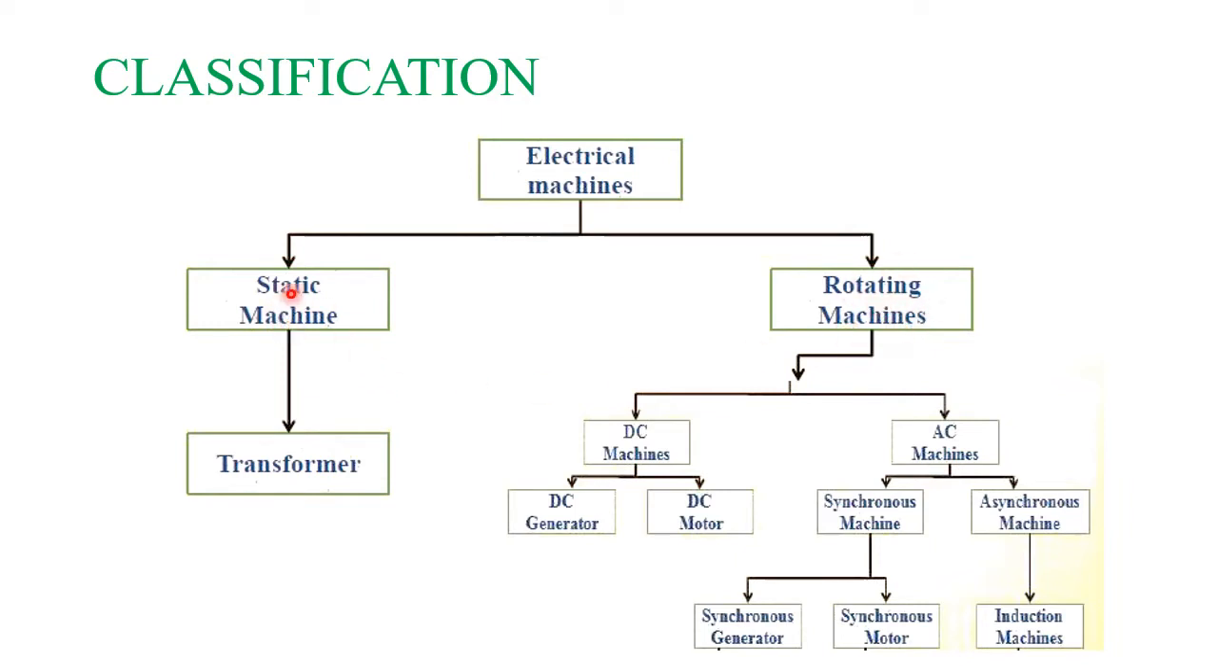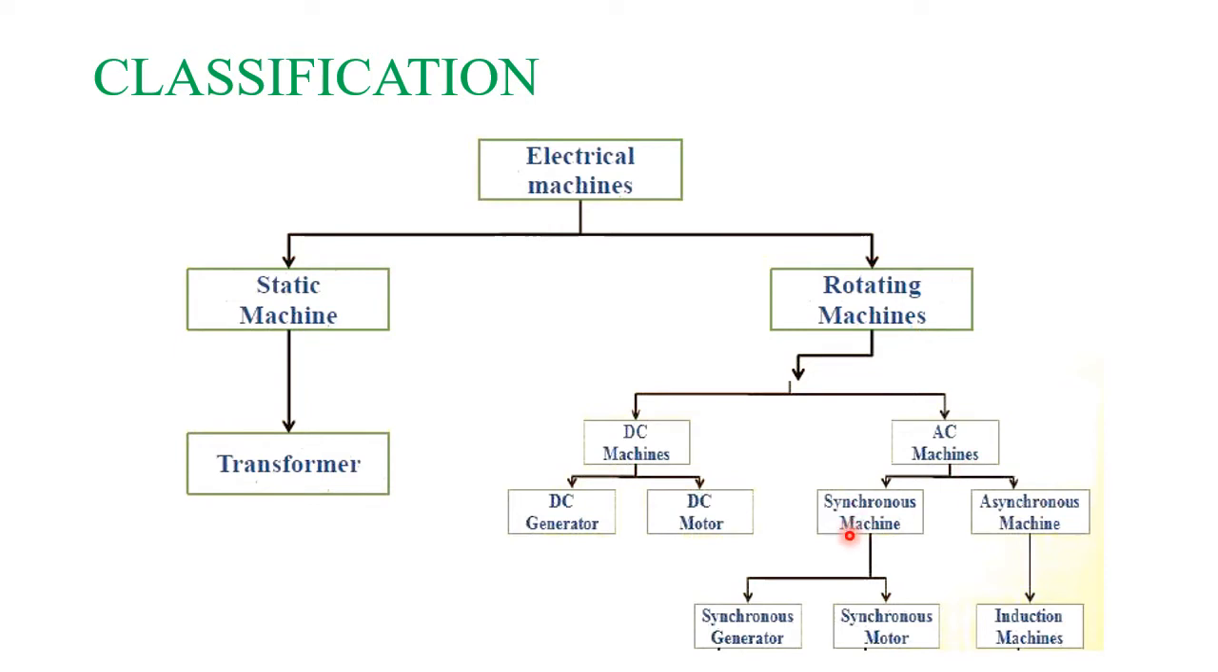The static machine is further classified into transformers, which don't have any rotating parts. They are further classified into step-up transformer, step-down transformer, auto transformer, and so on. Whereas rotating machines are further classified into DC machines and AC machines based on the principle of operation. DC machines are further classified into DC generator and DC motor, whereas AC machines are further classified into synchronous machine and asynchronous machine.